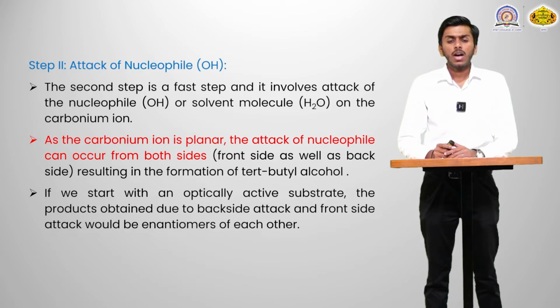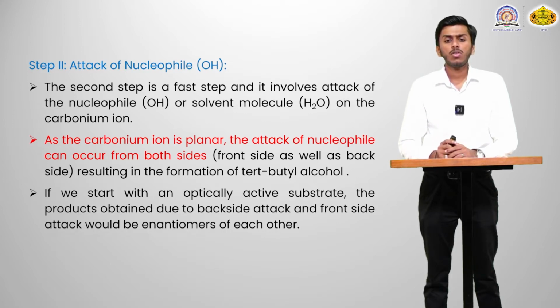Step 2. The attack of nucleophile. The second step is a fast step and it involves the attack of a nucleophile or a solvent molecule on the carbonium ion. As the carbonium ion is planar, the attack of the nucleophile can occur from both sides, that is, from the front side as well as from the back side, resulting in the formation of tertiary butyl alcohol. If we start with an optically active substrate, the products obtained due to backside attack and frontside attack would be enantiomers of each other.